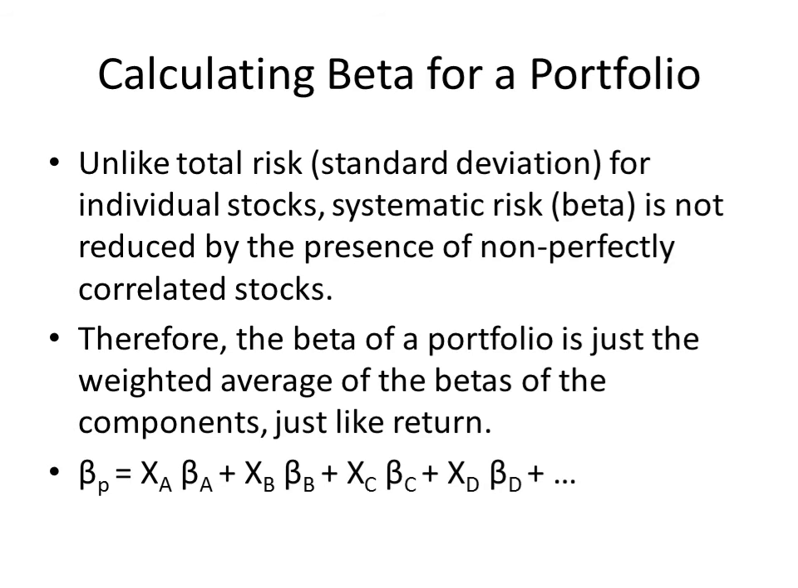Therefore, the beta of a portfolio is just the weighted average of the betas of the components of the portfolio, just like for return. So the beta of the portfolio is equal to the weight of component A times the beta of component A, plus the weight of component B times the beta of component B, and so forth until you cover all the components of the portfolio.